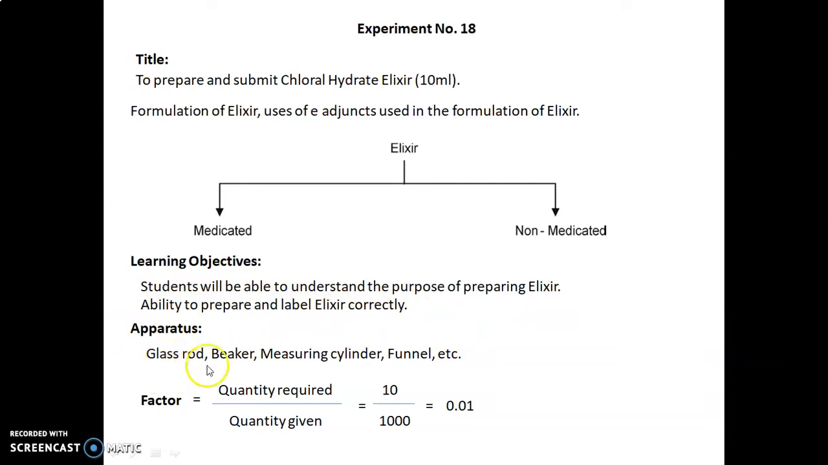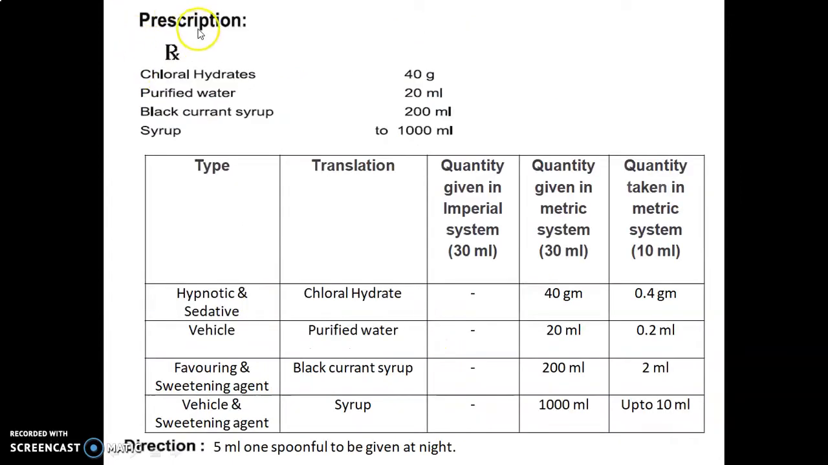Apparatus required are glass rod, beaker, measuring cylinder, funnel, etc. Factor is calculated as quantity required upon quantity given, which is 10 upon 1000, that is equal to 0.01. Prescription is given over here. This is the formulation table. In that, type means name or category or role of ingredient, then name of ingredient, quantity given in the imperial system for preparing 30 ml, quantity given in the metric system for preparing 30 ml, and quantity taken in metric system for 10 ml.